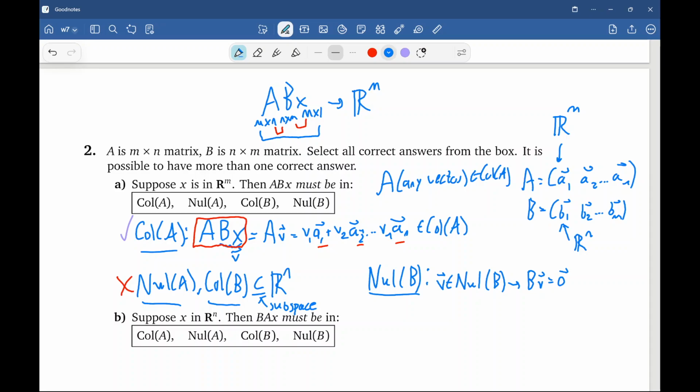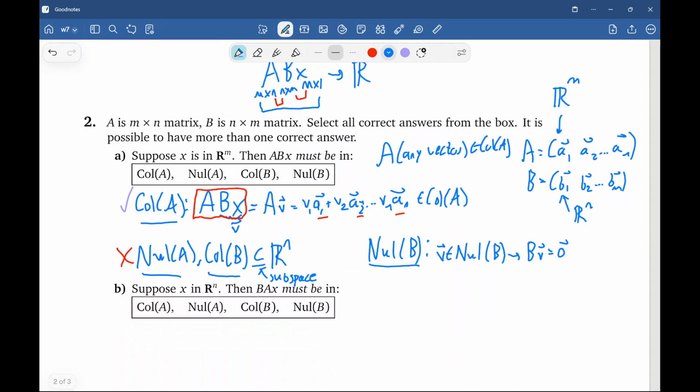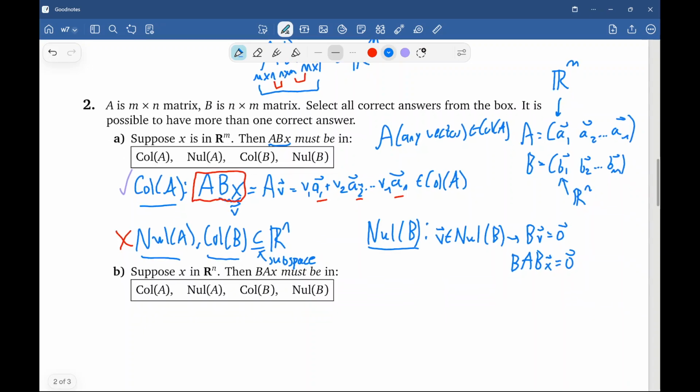And so that means in this problem, our vector that we're considering is ABX. So we need B times ABX to equal 0. But this is sort of a problem because we don't know anything about X, B, or A. It takes a lot to say that that product is always going to be 0 for sure, since besides the size of our matrices, we don't know anything.